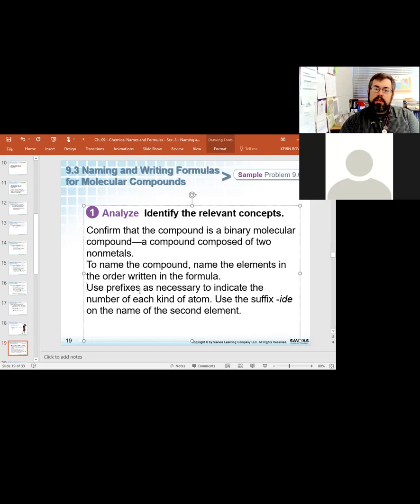Then you need to use the prefixes for the numbers. And finally, you want to change the second element. So the second element in the first one is oxygen, so it becomes oxide. The second one, the second element is chlorine, so it becomes chloride. If we had sulfur, it would be sulfide. Phosphorus would be phosphide. Whatever is second usually has more electronegativity, so it's more towards that top right-hand corner, right?